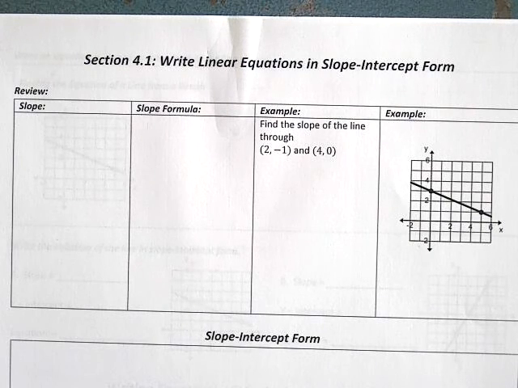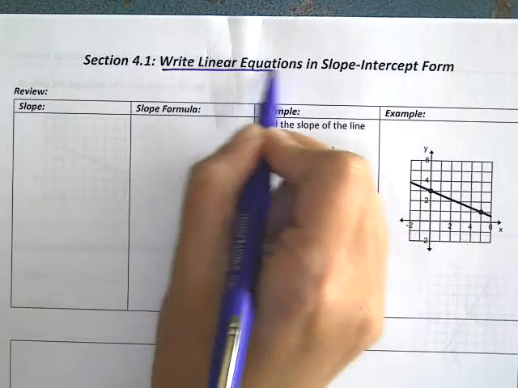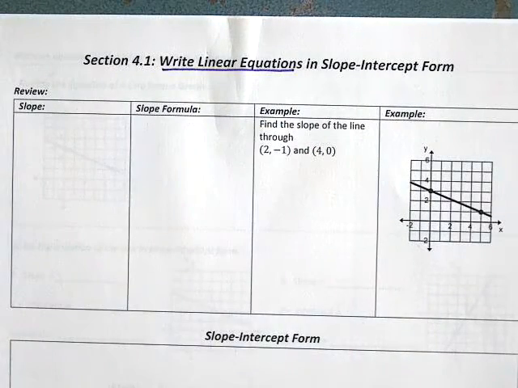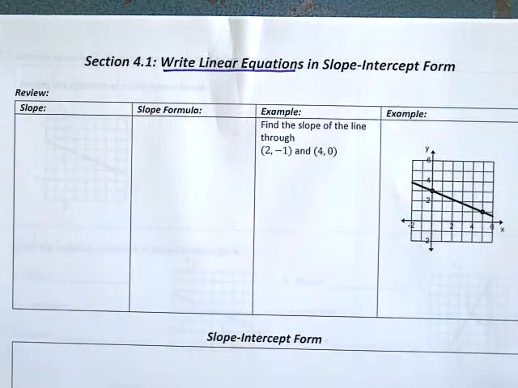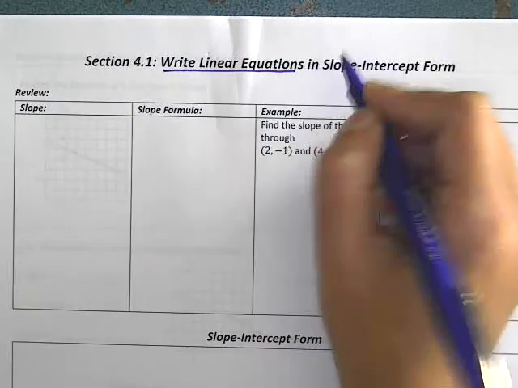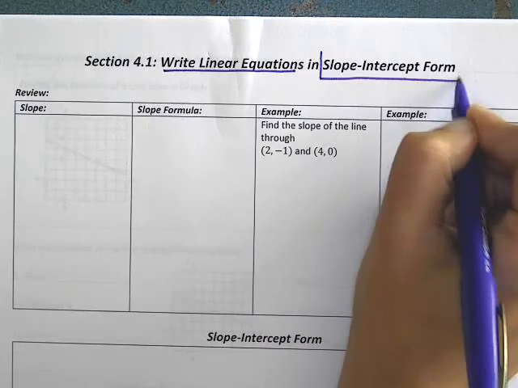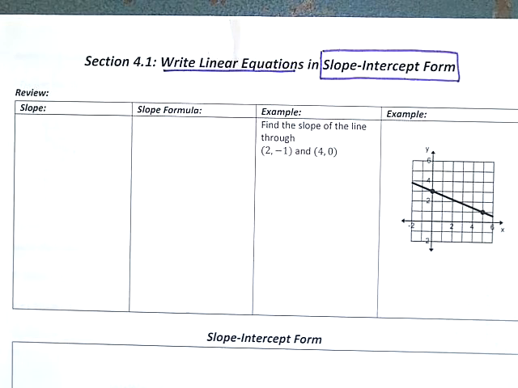We are going to be learning how to write linear equations in this chapter. So we're going to be writing our own equations. And in this chapter, we're going to learn a bunch of different ways to do that. Today, we are going to learn just specifically slope-intercept form.